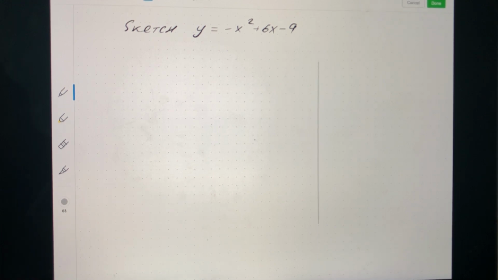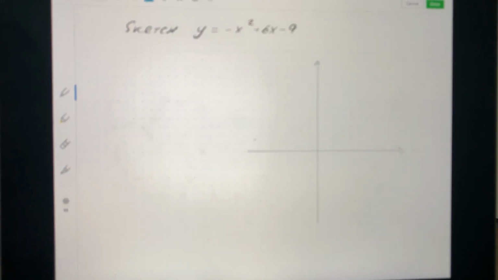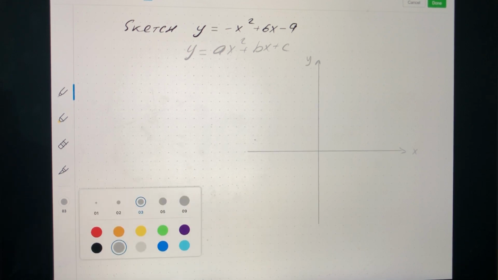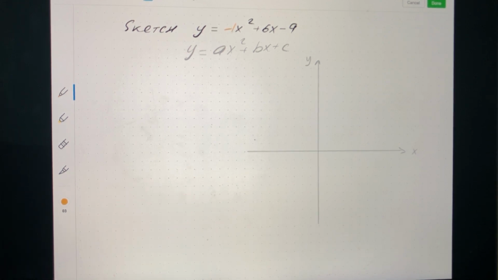and the y-axis, the x-axis, and since our leading coefficient, the a, is negative, our coefficients we get by comparing what we have to the standard quadratic, which is ax squared plus bx plus c. So for us, a is the number in front of x squared, which happens to be negative 1, b is plus 6, c is negative 9. So once again, a is negative 1, b is 6, c is negative 9.